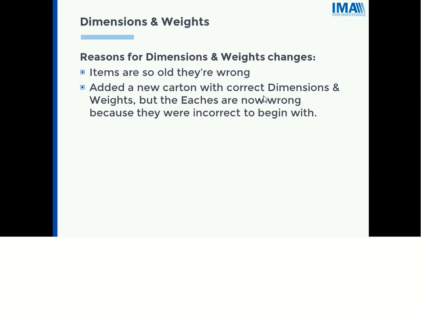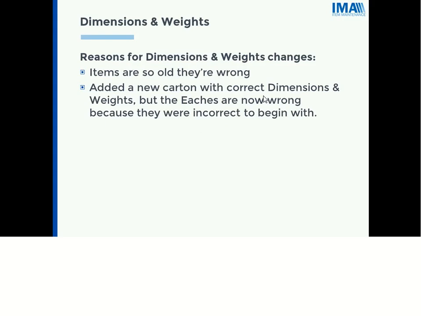So there's a few reasons why you might need to change your dimensions and weights. It could be that the items are so old they're wrong. Either they've changed since you entered the information, or the information may have been entered wrong to begin with, but our system didn't catch it at that time because we did not have the rules in place for dimensions and weights. They've only had the rules in place for dimensions and weights for maybe 5 or so years. I'm not certain exactly, but it's not been too long.